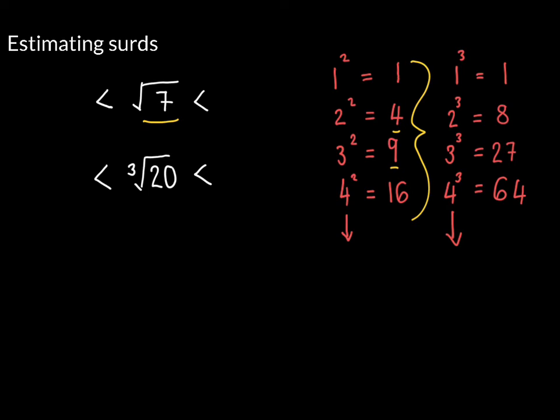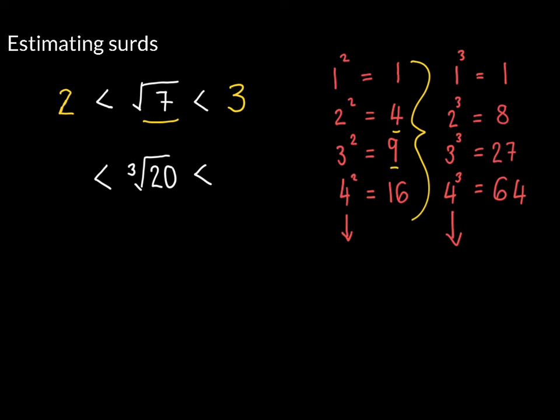Which means the square root of 7 is going to be less than 3, but more than 2, because when we square 2, we're going to get 4, and if we square 3, we're going to get 9, and 7 falls in between both those numbers. And that's how we can solve this one.